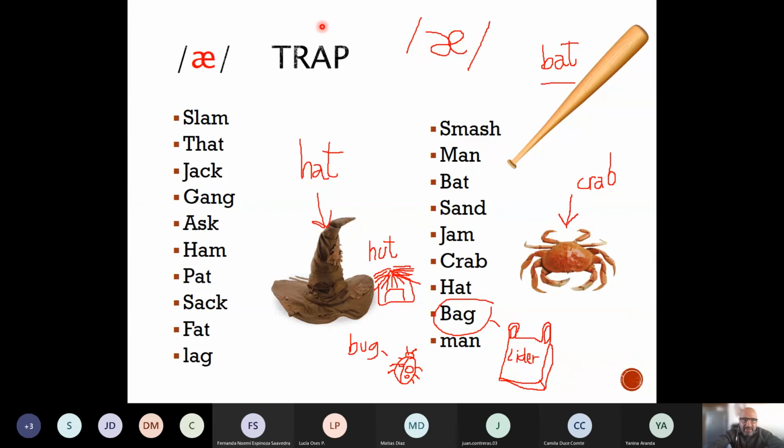So, we have the trap vowel here, as in, again, slam, that, jack, gang, ask, ham, pat, sack, fat, lag. Okay, let me hear you, and then we finish this and we go for a break, all right?